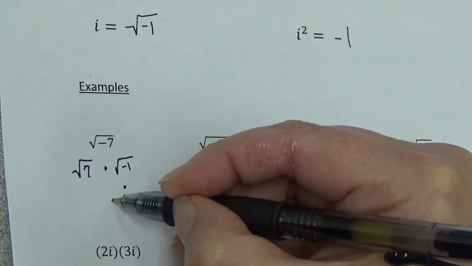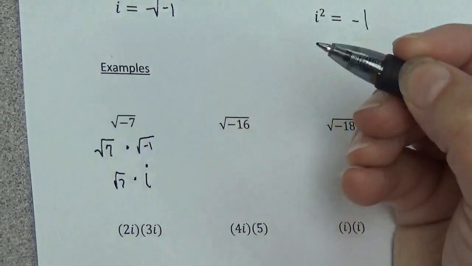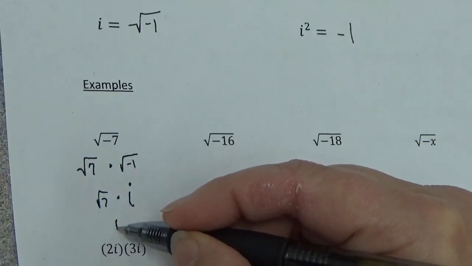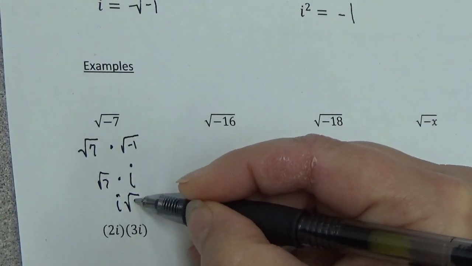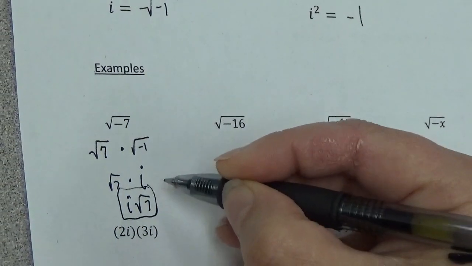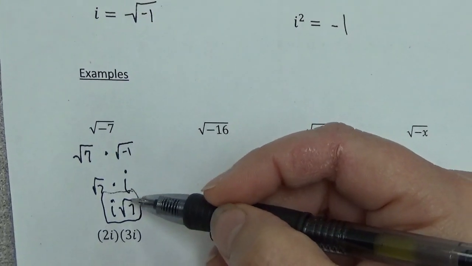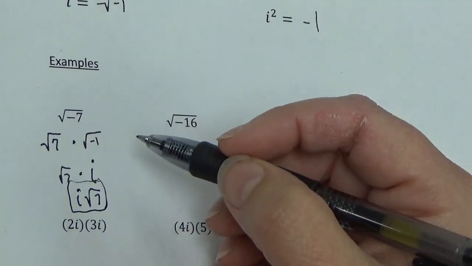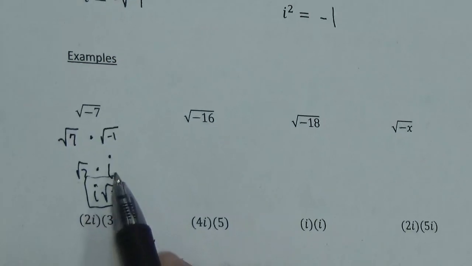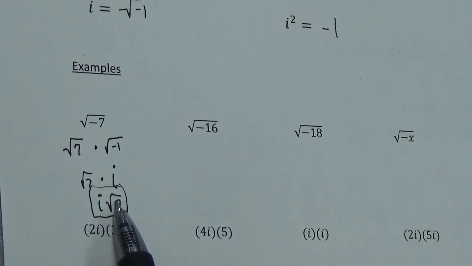So really what I have is i times the square root of 7. And the way that we write this is i square root of 7. So kind of like if you had x times 2, you would write 2x. Well, same thing here. You always put the imaginary in front of the radical.